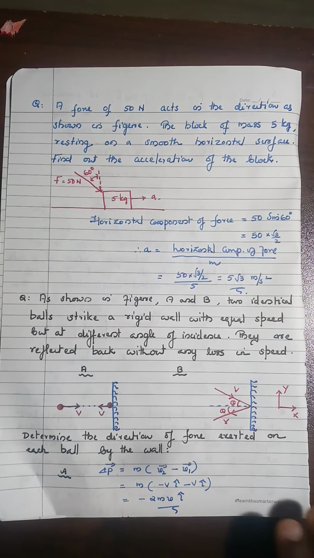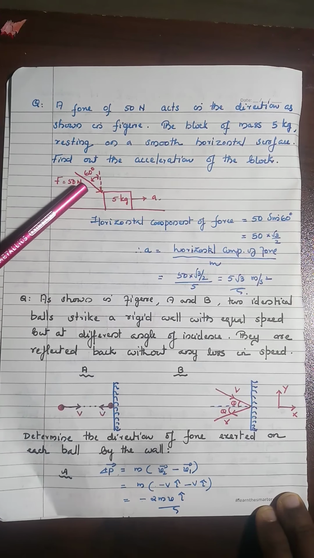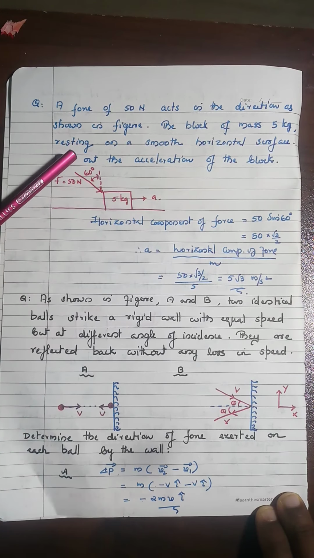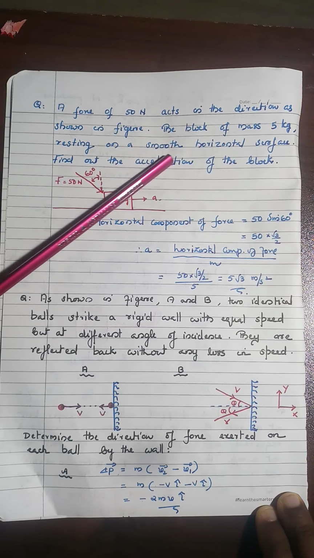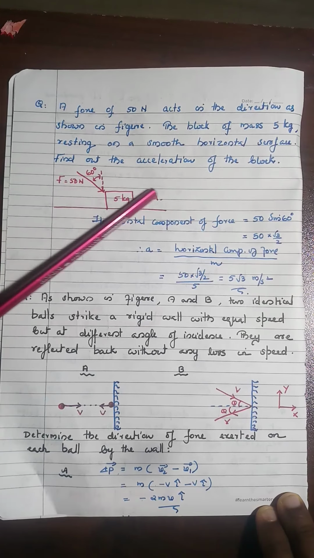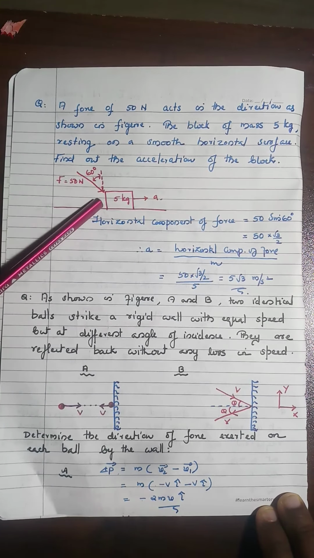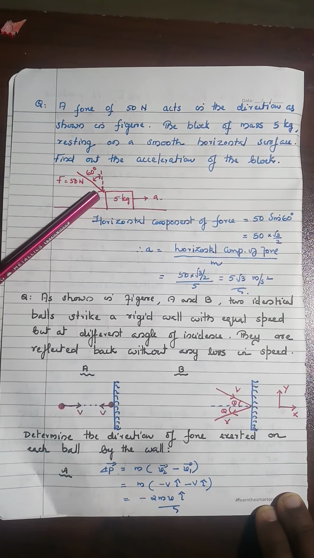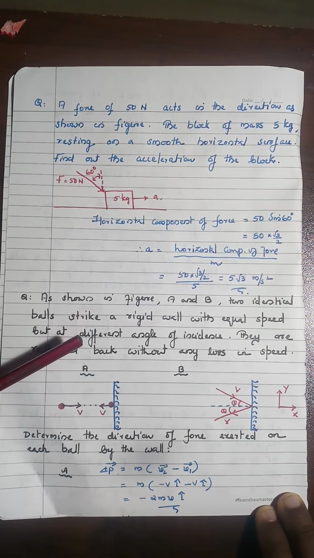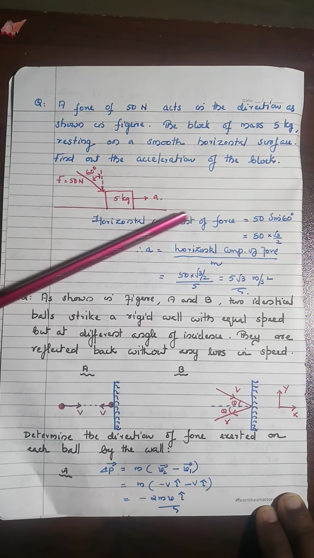A force of 50 Newton acts in the direction as shown in the figure. The block of mass 5 kg is resting on a smooth horizontal surface. Find out the acceleration of the block. Look here, the force is acting at an angle of 60 degrees with respect to the vertical direction. We have to find the acceleration of the block, and that will move horizontally.